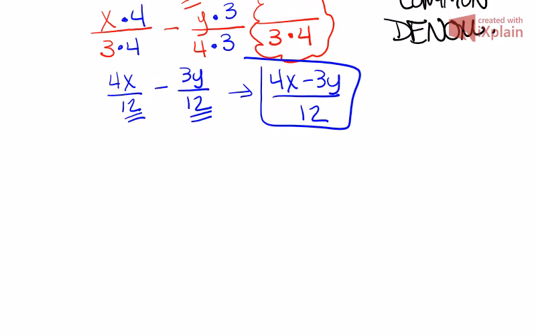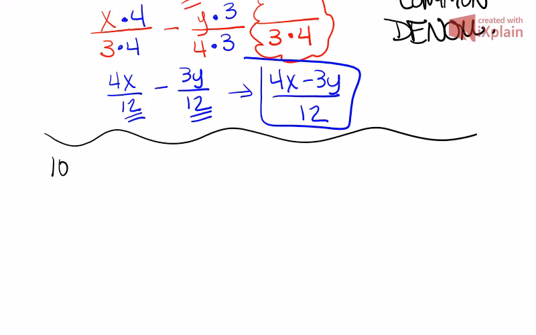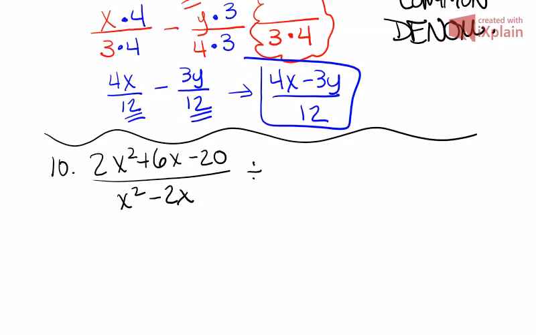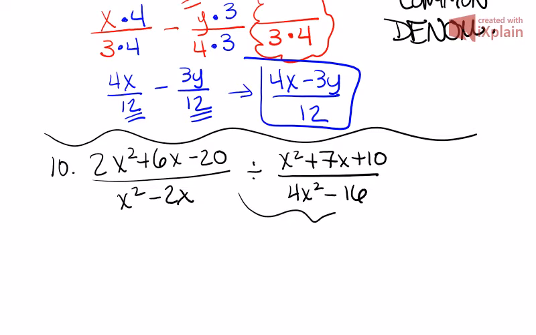Okay, now for number 10. For 10, we have a whole lot going on. So we have 2x squared plus 6x minus 20 over x squared minus 2x divided by x squared plus 7x plus 10 all over 4x squared minus 16. So first thing we're going to have to do is a whole lot of factoring, and we also need to deal with this being a division problem.